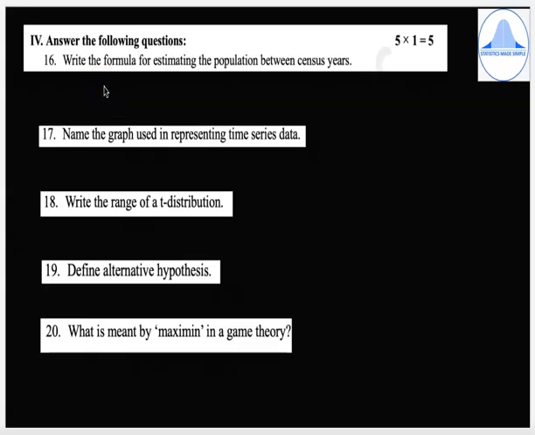Fourth main, answer the following questions. 5 into 1 is equal to 5. The 16th question, write the formula for estimating the population between census years. So the formula is PT is equal to P naught plus B minus D plus I minus E, where PT is the population at time t, P naught is the population in the census year, B and D are the number of births and deaths respectively, and I and E are the number of immigrants and emigrants.